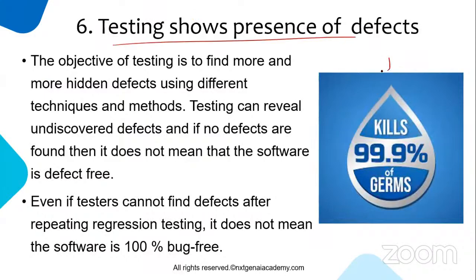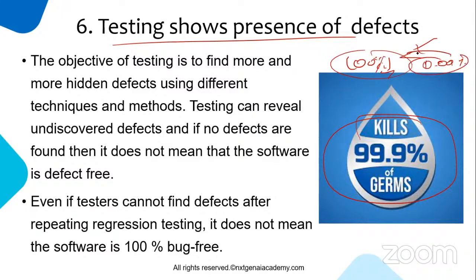Testing shows the presence of defects. This is something you would have come across in your life. All the advertisements will say 99.9 percent, 99.9999. But have you heard anyone saying 100 percent in any advertisement? In my life, I have never seen it. If anyone says 100 percent, a person will test it, find some 0.01 percent germs, and can put a case against the company.